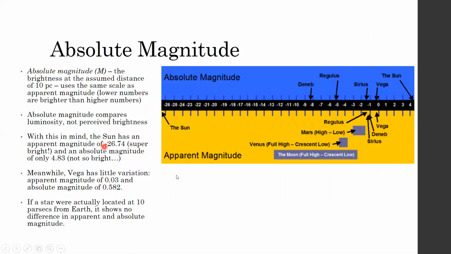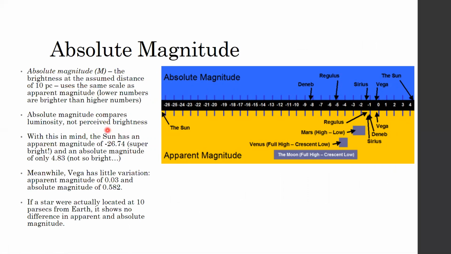All right, a little more about absolute magnitude. We mentioned that it's the brightness at the assumed distance of 10 parsecs from a star. And again, it uses the same scale as apparent magnitude, where, like we mentioned, lower numbers, especially negative numbers, represent brighter stars than higher numbers. And again, absolute magnitude compares luminosity, not perceived brightness, true brightness of the star, not how it appears to us.